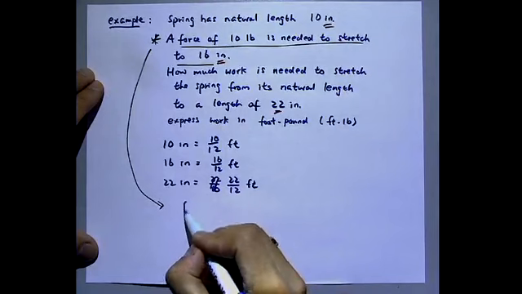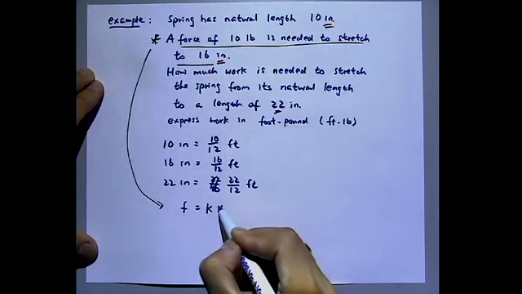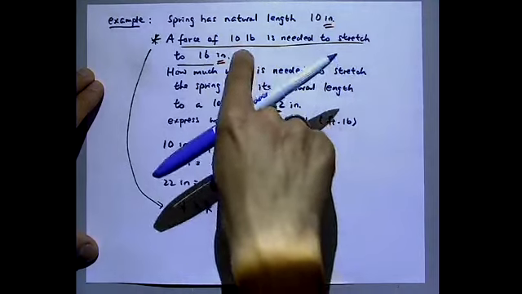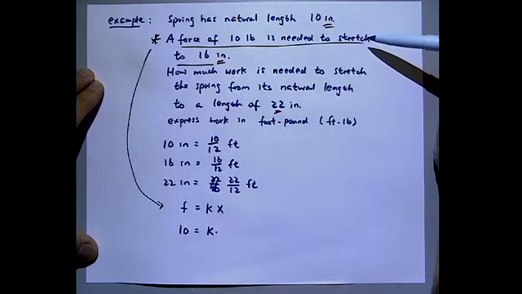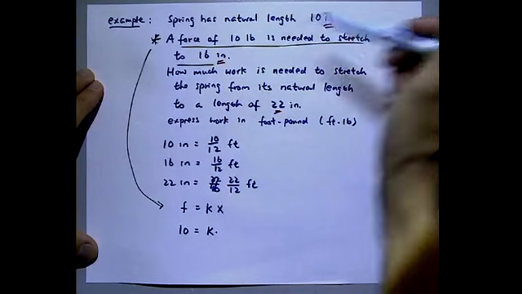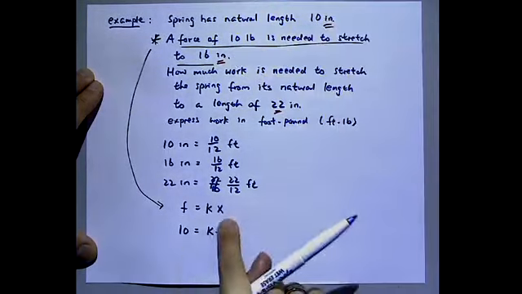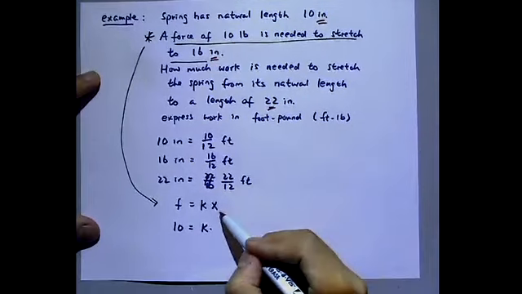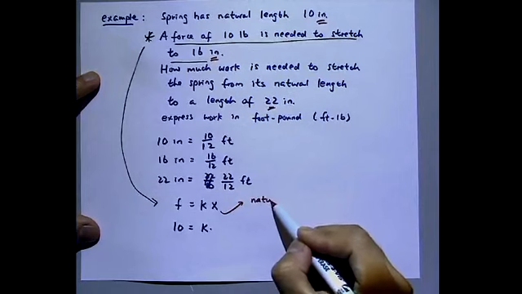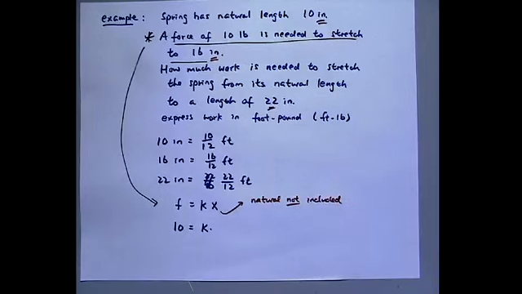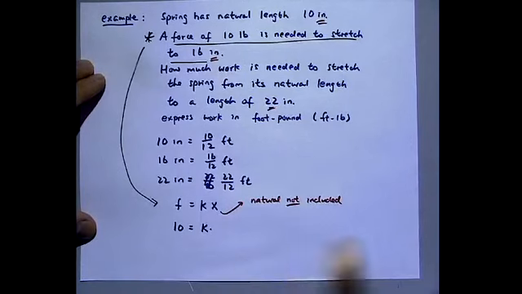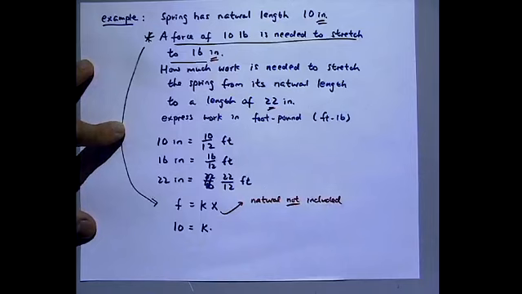We know the spring has a force that's described by F equals spring constant times X, right? So here I'm told that a force of 10 pounds is needed to stretch the spring from a natural length of 10 to 16. Remember that X does not include the natural length. A spring at its natural length doesn't do any work. There's no force. So what X should I put down here?